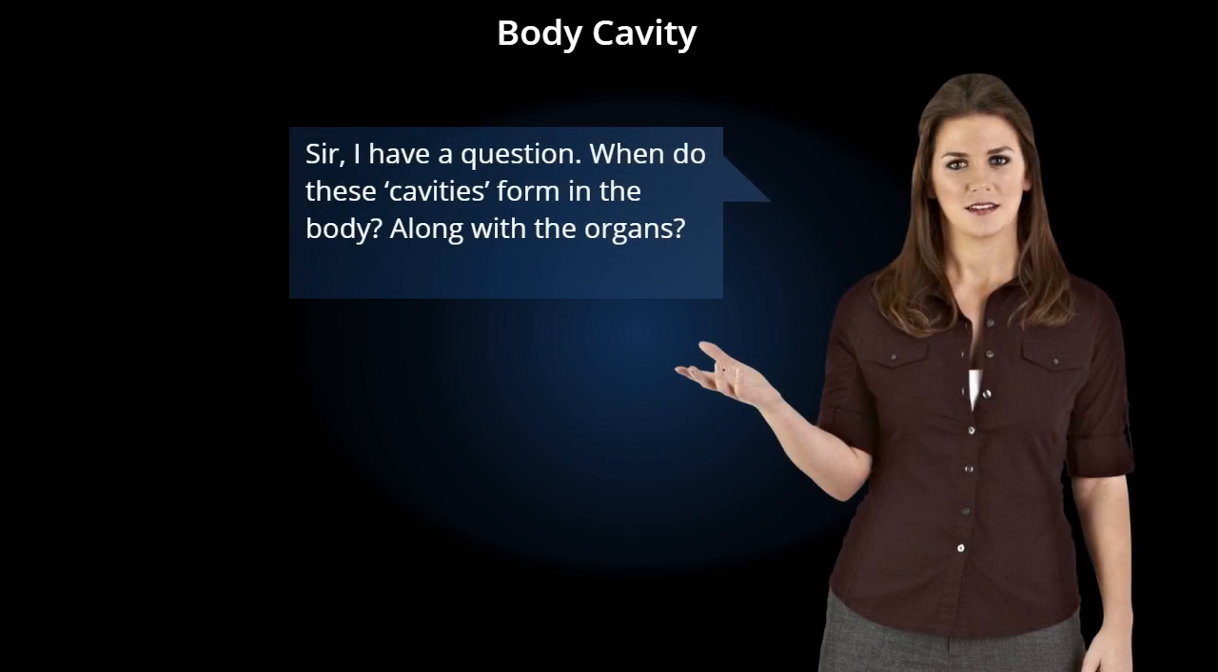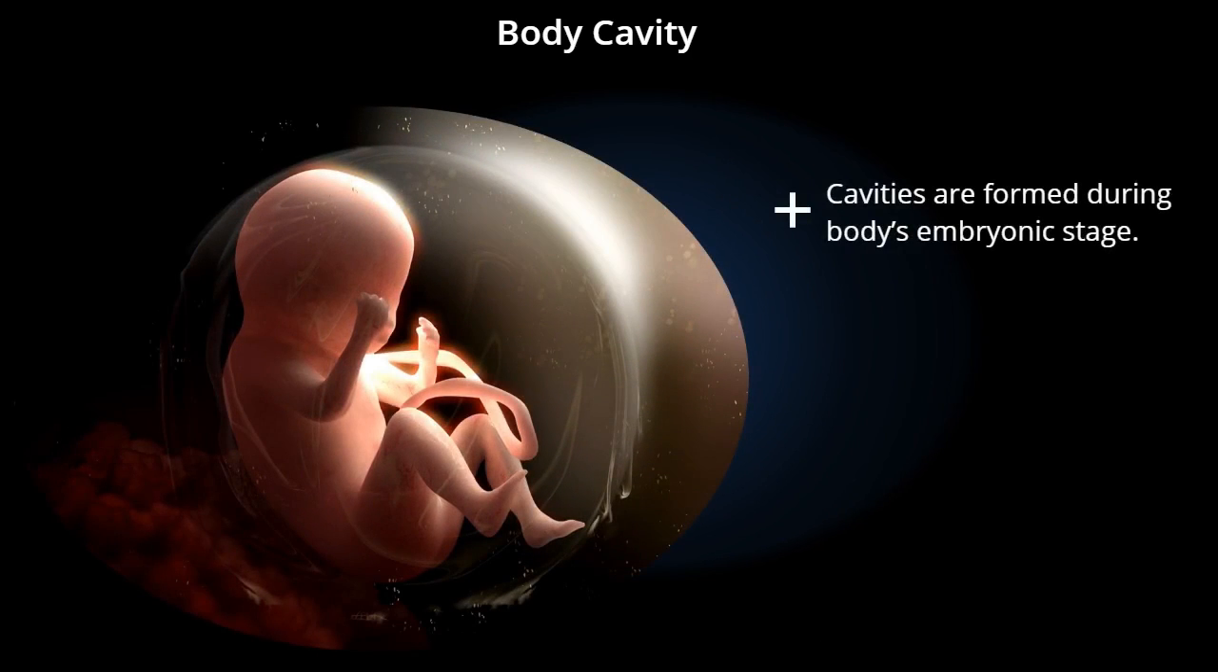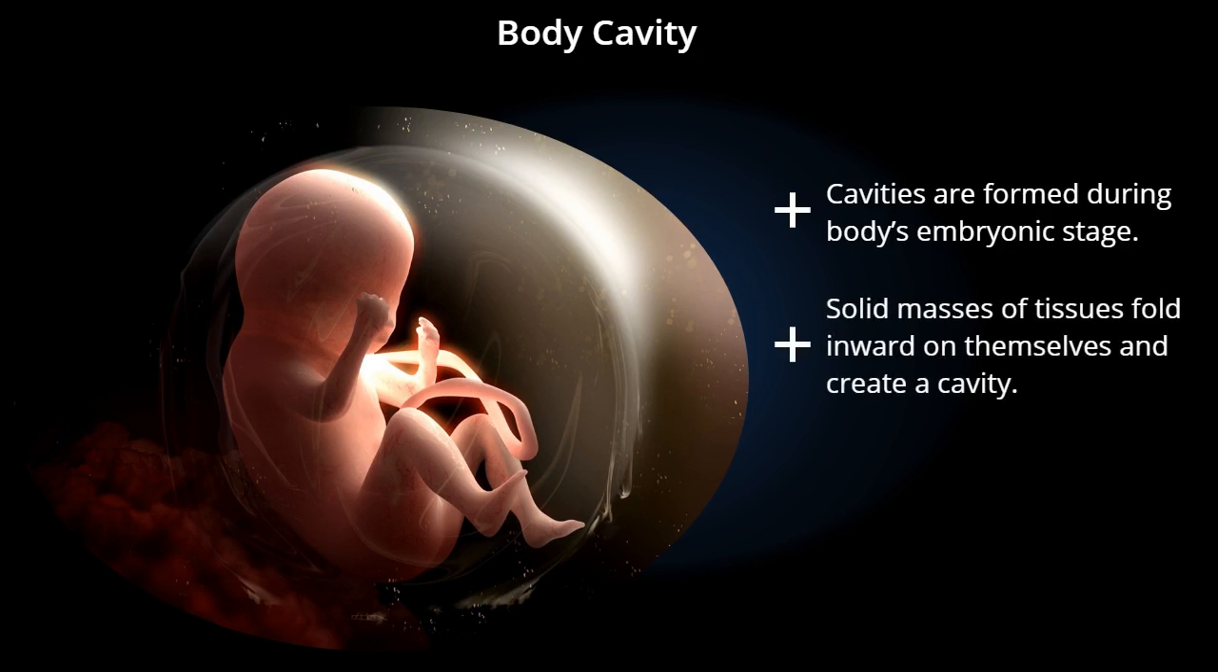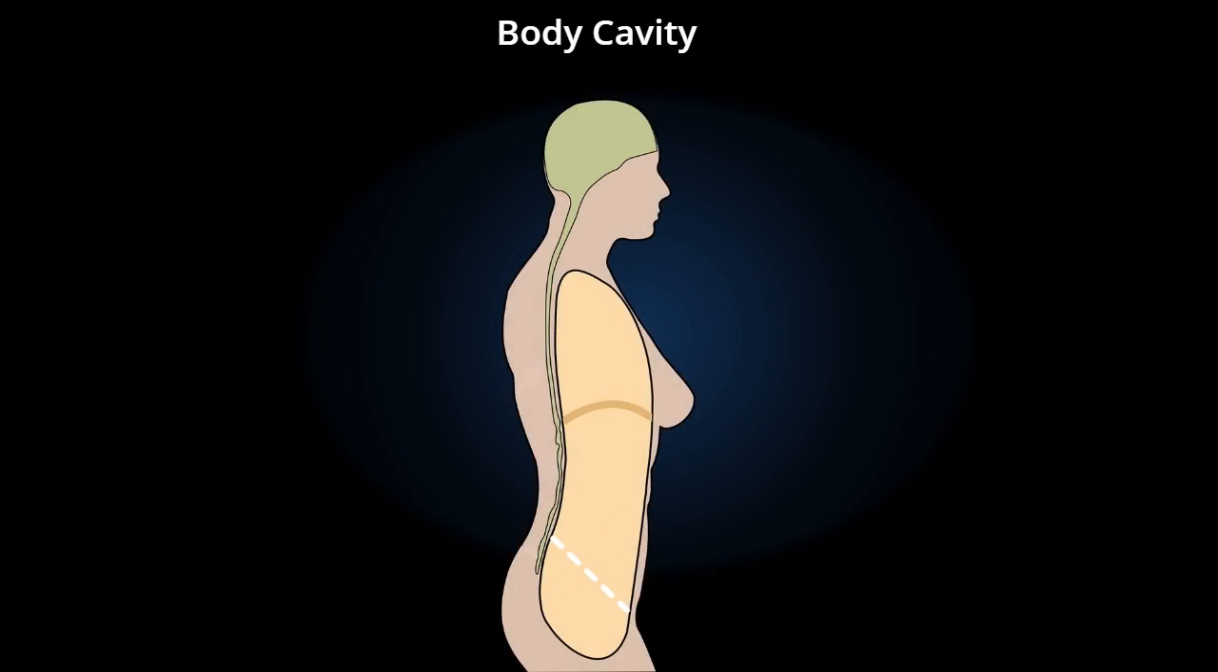Sir, I have a question. When do these cavities form in the body, along with the organs? These cavities are formed when the body is still in its embryonic stage. Solid masses of tissues fold inward on themselves and create a cavity or a pocket, which then holds the organs. Think of them as the incubator in which the organs develop. These cavities differ by organism to organism.